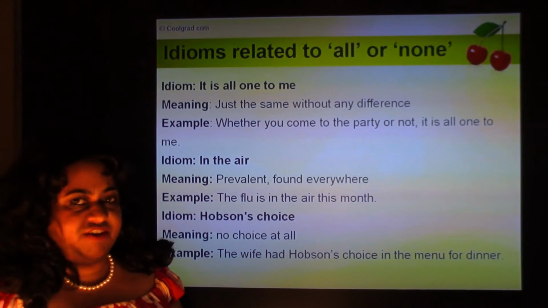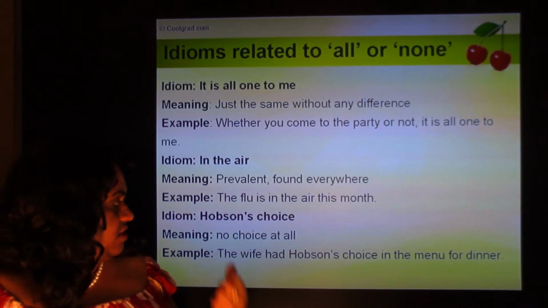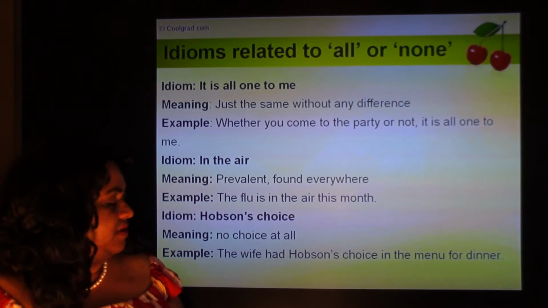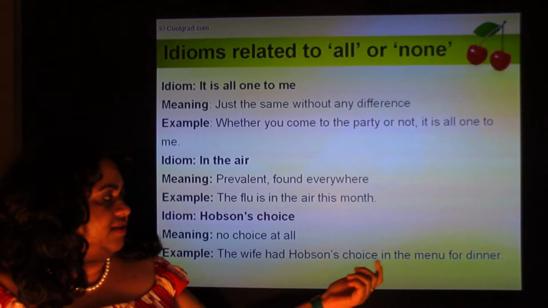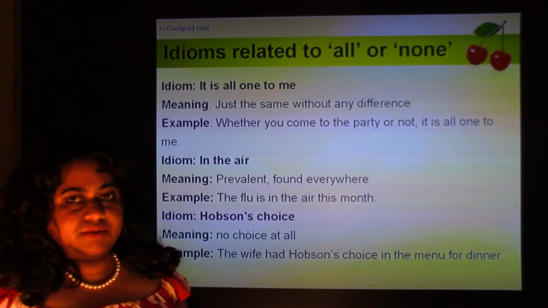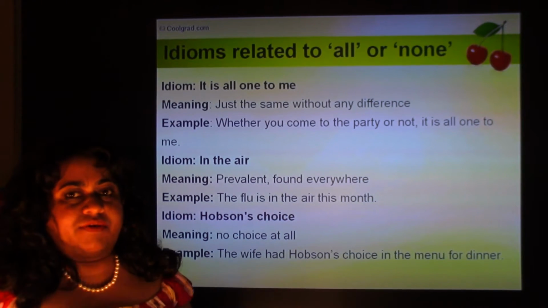Idiom: Hobson's choice. Hobson's choice means no choice at all. Example, the wife had Hobson's choice in the menu for dinner. It means she had no choice, so she had to do whatever was decided.